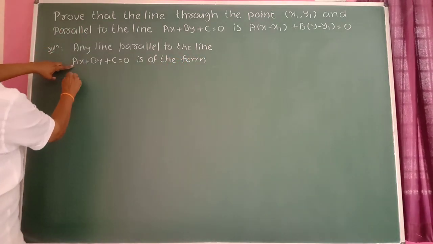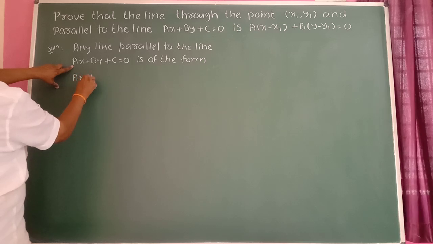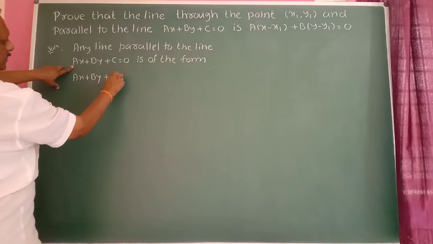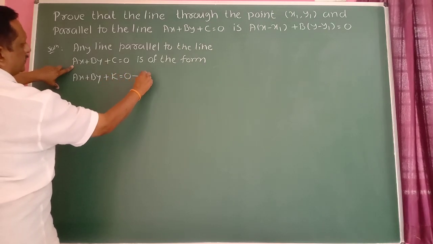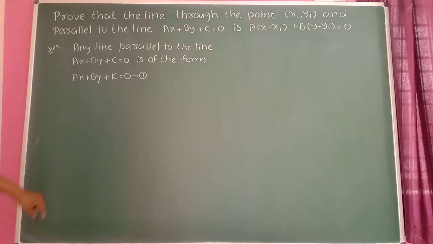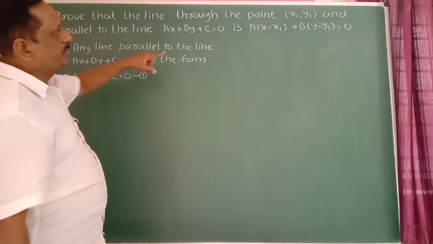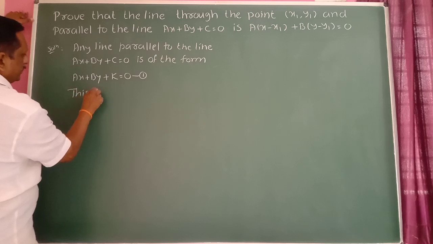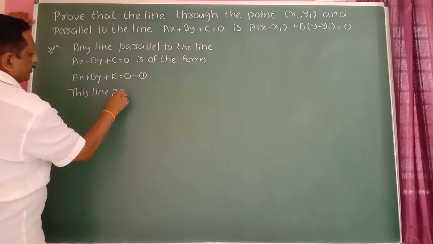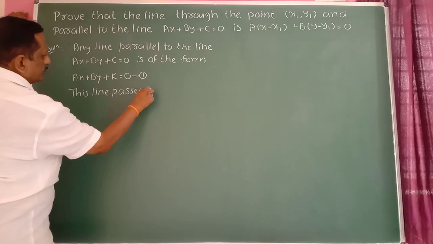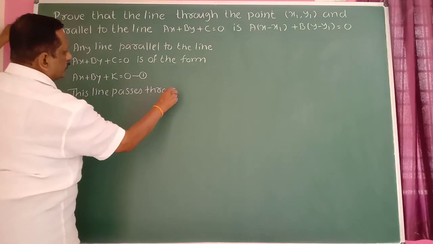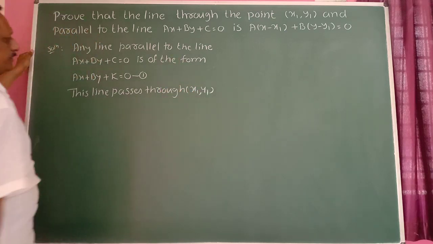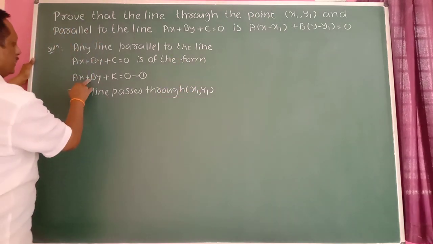Write the first two terms as they are, ax plus by, then replace c by k: ax plus by plus k is equal to 0. Take this as equation number 1. So this line passes through the point x1, y1. Put x equal to x1 and y equal to y1 here.